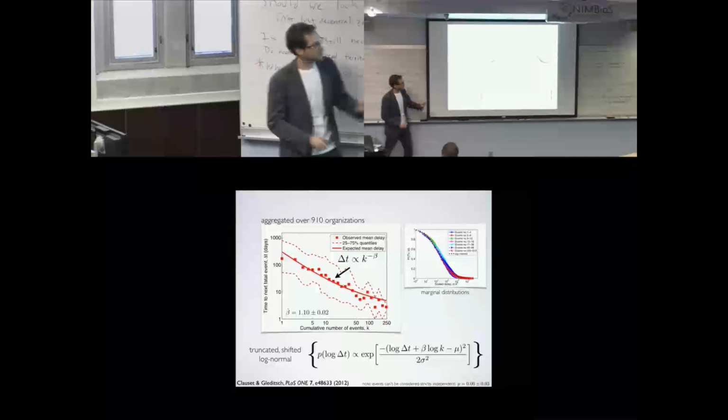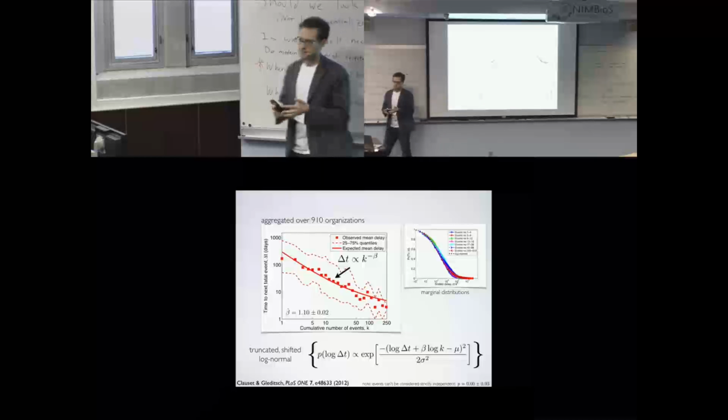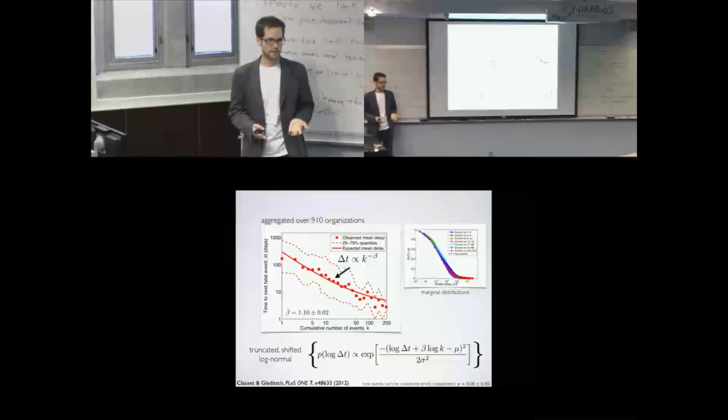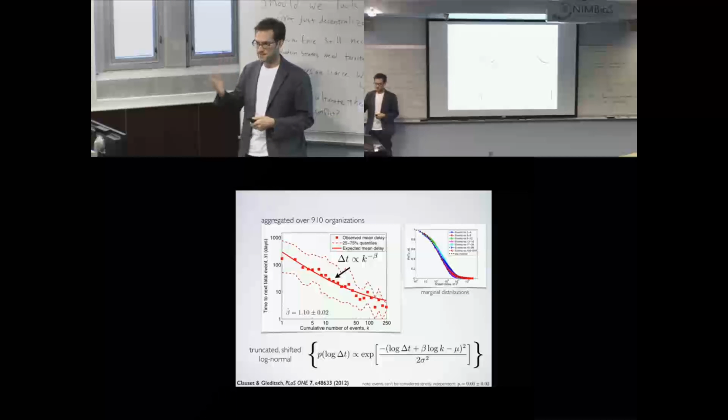There's a little bit of a deviation down here, right? This curve is bending up to some degree because we can't measure delays that are smaller than a day between events, because the time scale that we're recording the data is the date.